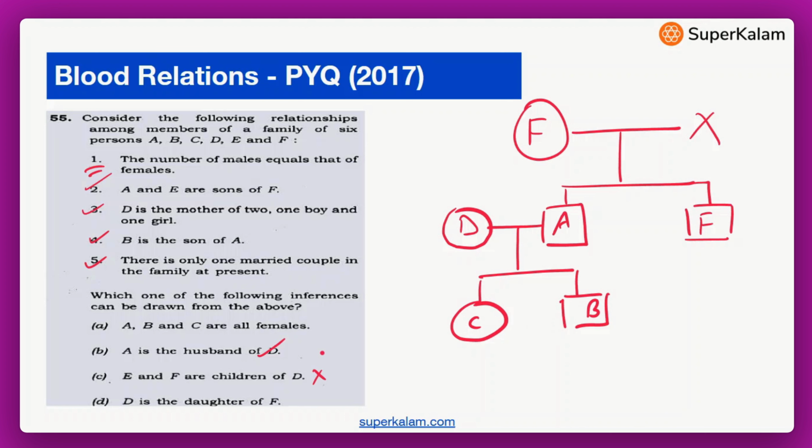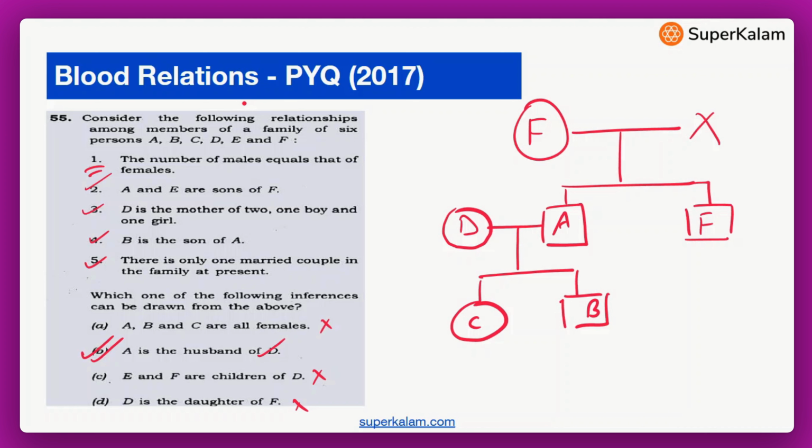So this is wrong. And D is the daughter of F. D is not the daughter of F. So this is also wrong. D is the sister-in-law of F. So this is also wrong. So the correct answer is just B. So this was a very tricky and interesting question. The method remains the same. It's just that the statements will be increased or some new information will be added for you.